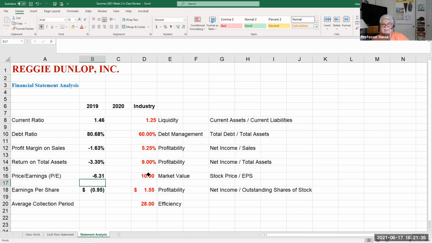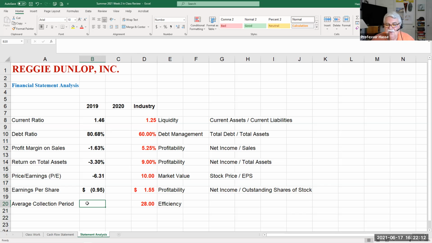Notice the industry average is 10. In other words, the stock price is 10 times greater than the earnings per share. In investing, that's an important number. The higher this number, the stock is considered overvalued. In other words, the market price is way higher than what it should be for generating that type of net income. Tesla is an example of a high price earnings ratio. We'll talk more about that in another week. But that's the price earnings ratio. It's a marketability number.